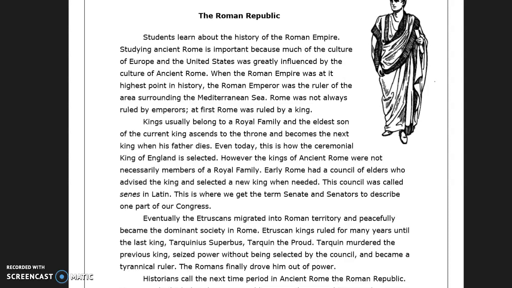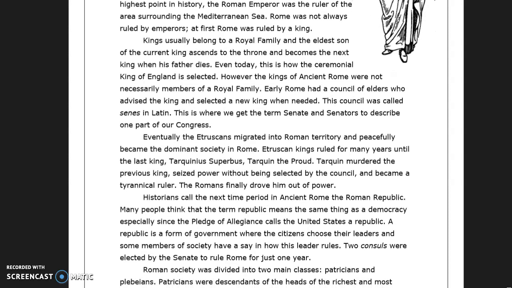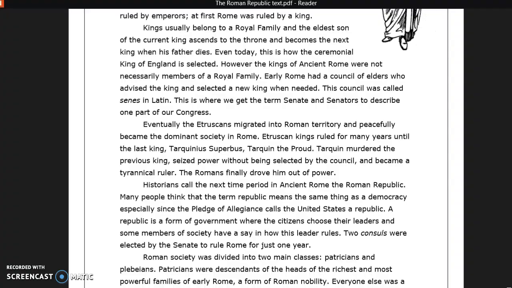However, the kings of ancient Rome were not necessarily members of a royal family. Early Rome had a council of elders who advised the king and selected a new king when needed. This council was called Senes in Latin. This is where we get the term Senate or senators to describe one part of our Congress.